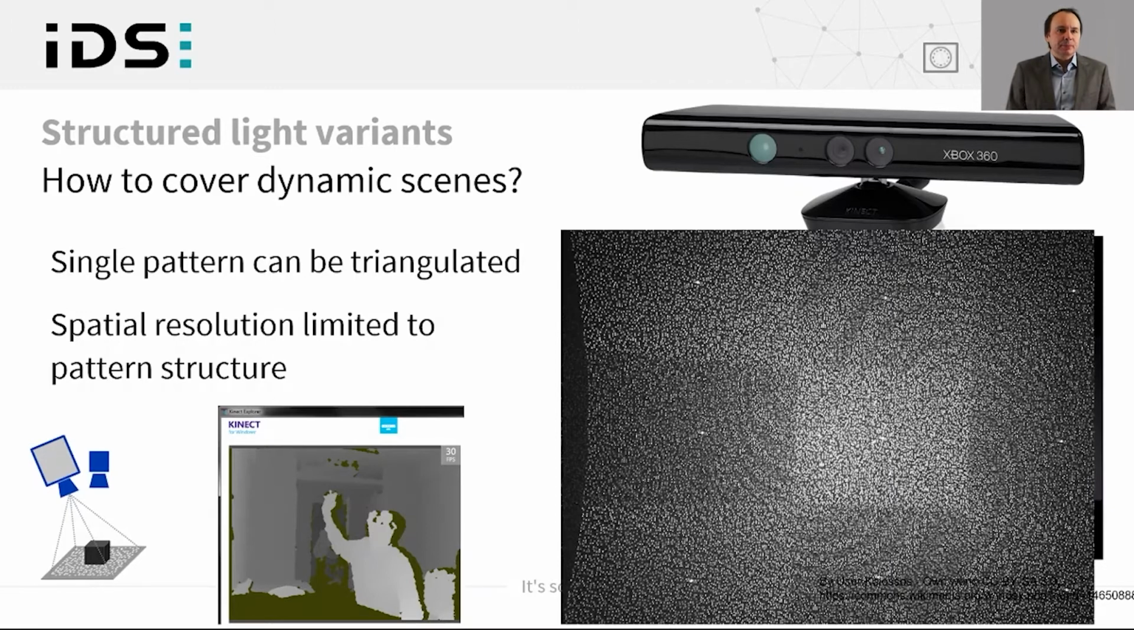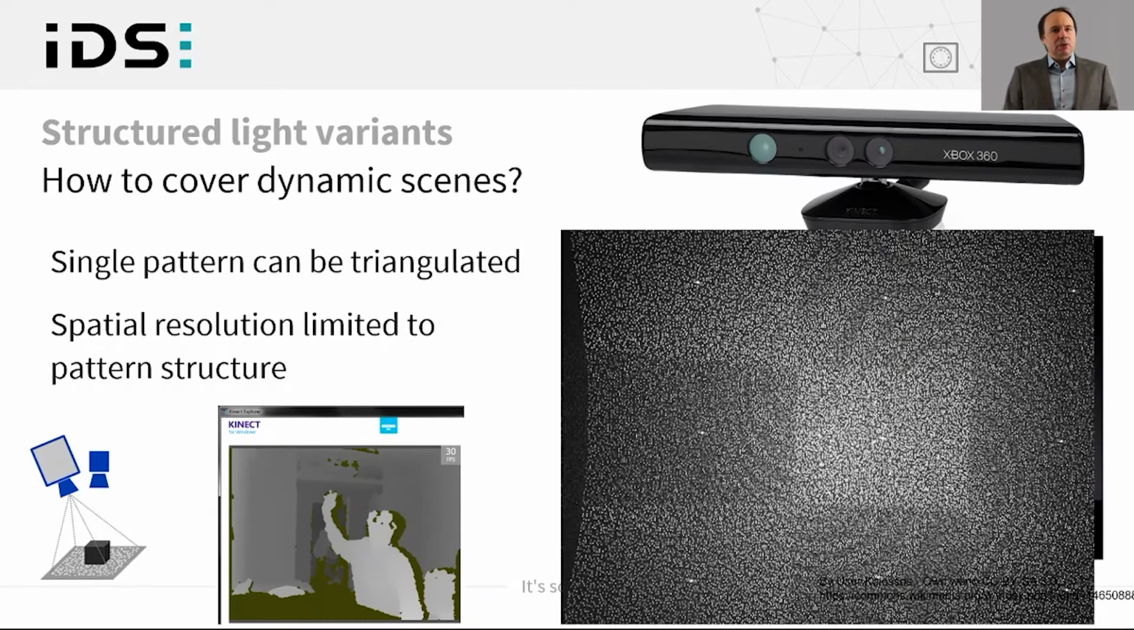And notably, Microsoft introduced such a device in the consumer market in 2010. That was the Kinect first generation. And you can see here on the lower right-hand side, the 2D pattern that was projected by the Kinect. And for each of these points in the pattern, then a triangulation can be done if the point can be identified correctly from its surroundings. So this is a variant of a structured light approach that can be used for dynamic scenes because only one image acquisition is enough to cover the area with depth information.